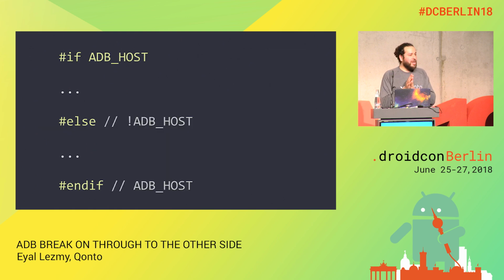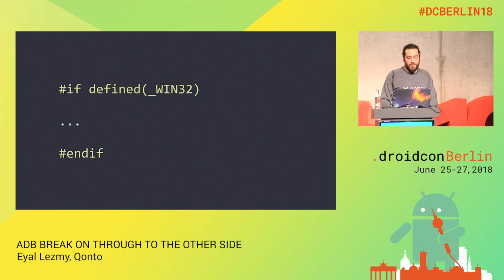For example, what you can find in the ADB source code, this kind of thing. So if ADB host, it means that if it's running on the computer, you can find it 62 times in the source code. Or an exception for Windows, you have more than 50 times like this. So you are dealing with this kind of a hack.